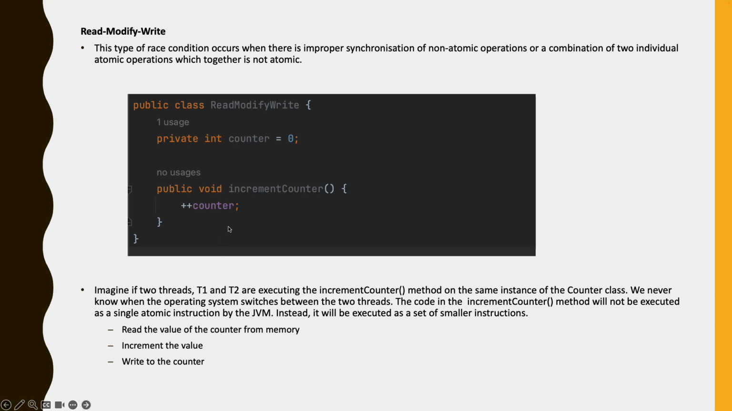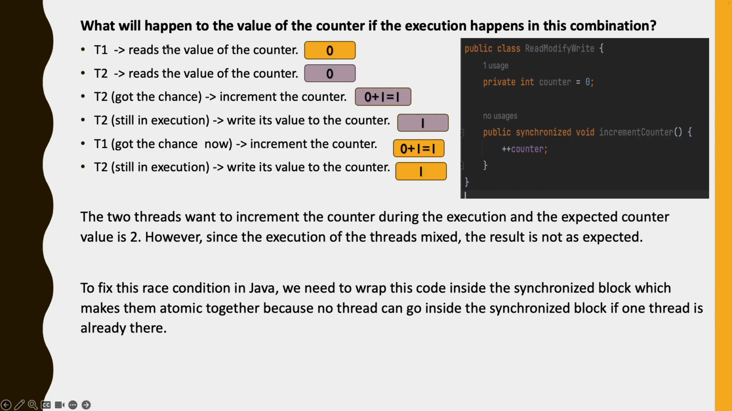For now, let's consider the OS is executing this as three smaller operations. First being read the value of the counter from the memory, second being incrementing this value, and third being writing this value to the counter variable again. Let's now see what will happen to the value of the counter if the execution happens in a combination. T1 will read the value of the counter, which will be 0. T2 will read the value of the counter, which will be 0.